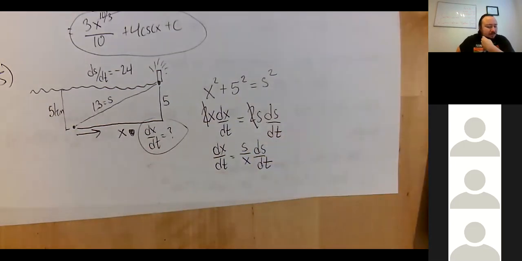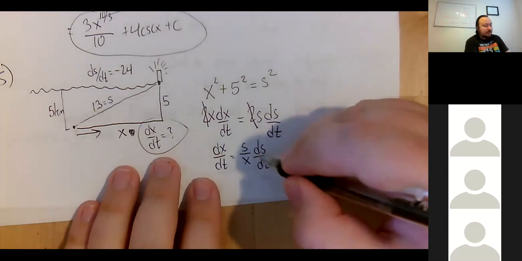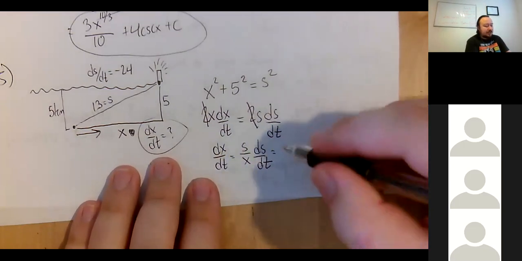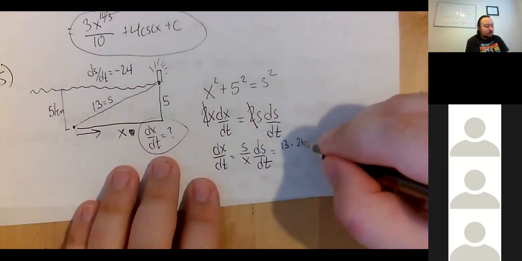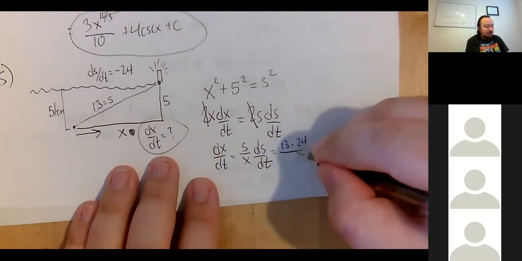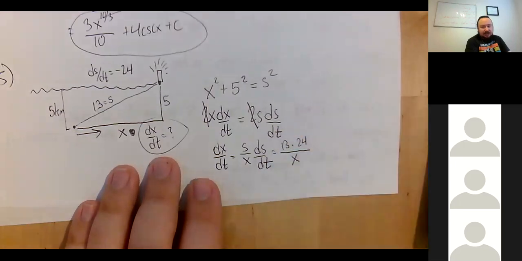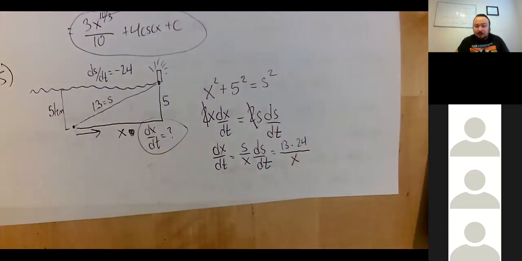All right. So now all I have to do is plug in ds dt, s, and x, and then I'm good to go. So I already know what these two numbers are. S is 13. They told us that in the problem. Ds dt is 24. They told us that in the problem. And then we divide by x right here.